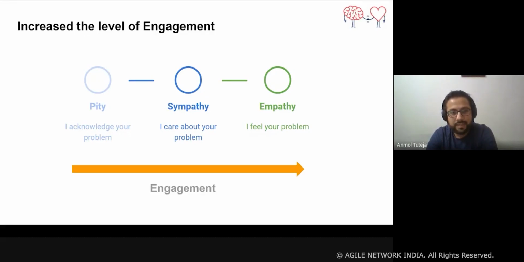So pity is out of question for any of us in design thinking or trying to develop anything to solve anyone's problem. Sympathy might help to some extent, but if you want to really get to the root of the issues and problems, empathy is something we want to strive for, and that's when you start feeling the problem yourself from their perspective and not yours.